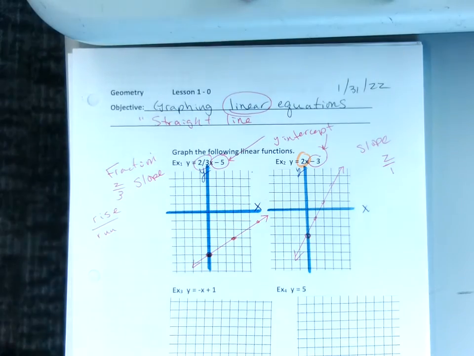Now one of the things I see is these lines are going uphill because we read left to right. All these lines are going up. See how they're going up? That's because they have a positive slope. This one's going to have a negative slope, so it's going to go down.